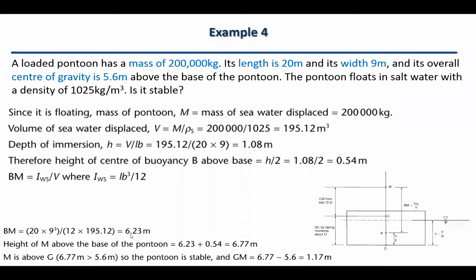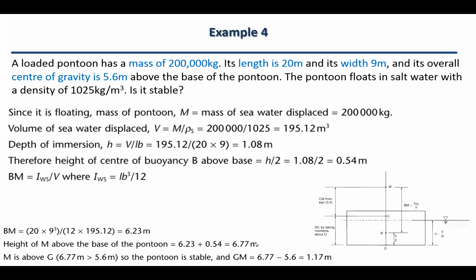Now that BM is calculated, we know the center of gravity is 5.6 meters; OG is given to us. If we have OB as well, we can get OM, and if we subtract OG from it, we get GM. So by adding BM, which is 6.23, plus OB, which is 0.54, we get OM, the height of M above the base, which is equal to 6.77 meters.